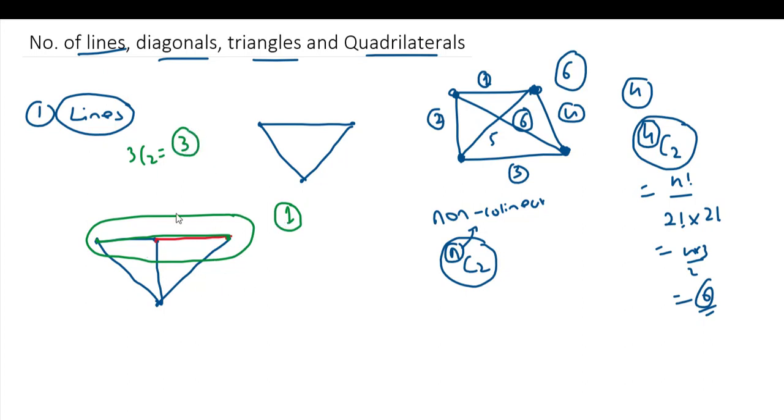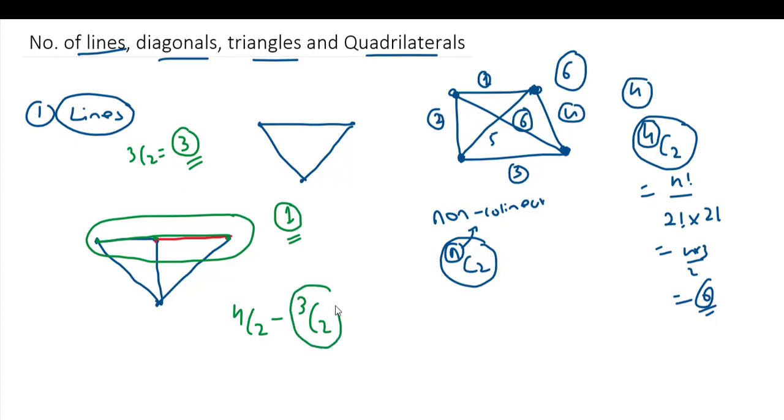So had these 4 points been non-collinear, we would have got 4C2 lines. But since these 3 points are collinear, the lines formed using groups of points which are collinear will only contribute one line. So we'll have to replace these 3 lines by one line. For that, we'll have to subtract 3C2.